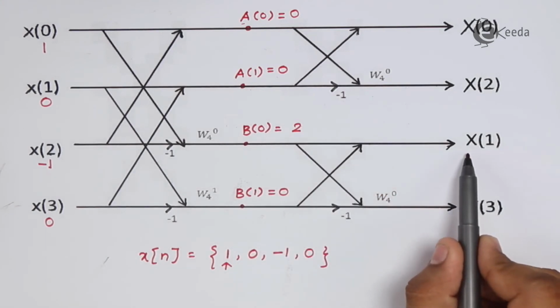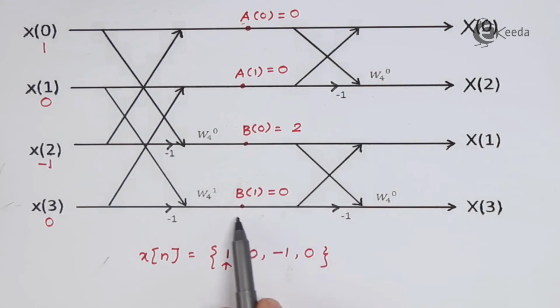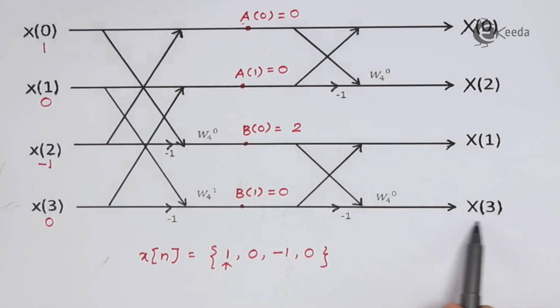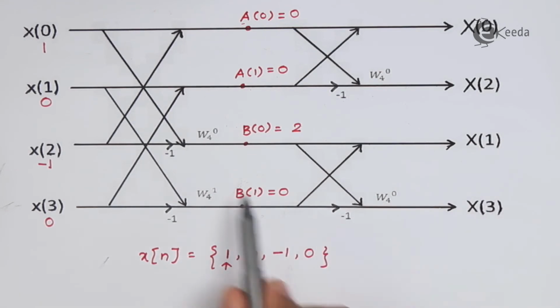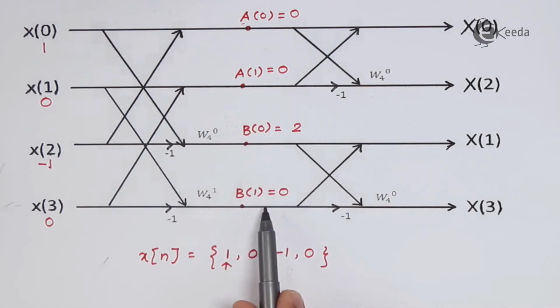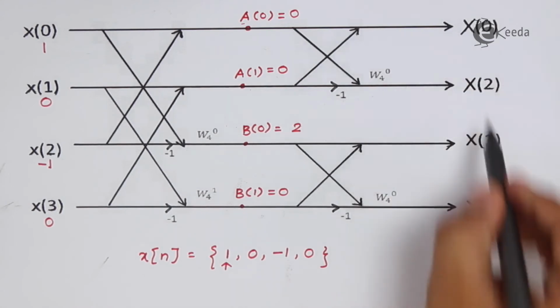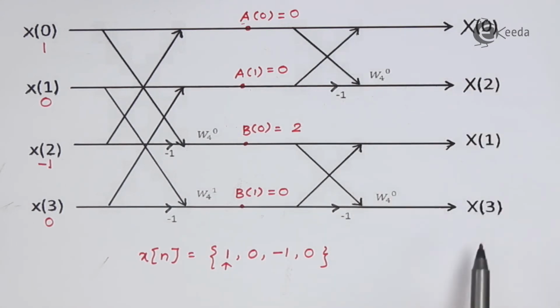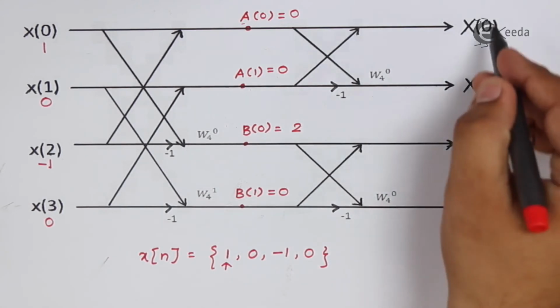Similarly, if you want to calculate x of 1, then it is addition of B of 0 and B of 1. But if you want to calculate x of 3, then it is a subtraction between B of 0 and B of 1. That is B of 0 minus B of 1. So, we'll calculate all the values of x of 0, x of 2, x of 1, x of 3 one by one. And then we'll substitute over here.